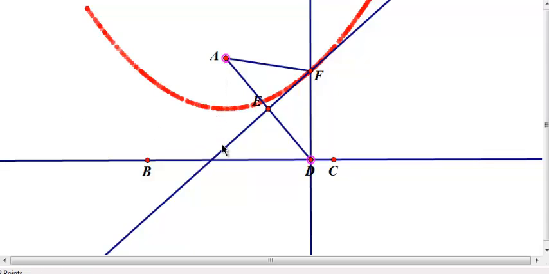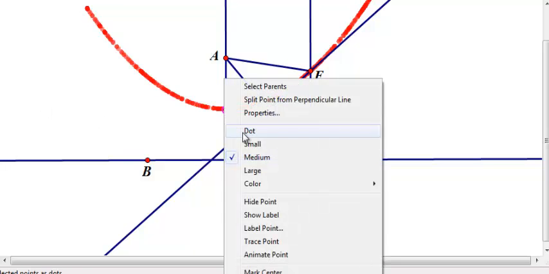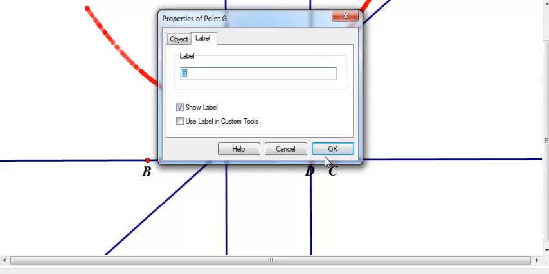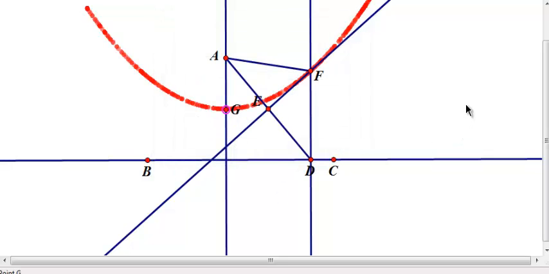Also, if I draw a perpendicular from the point A to the line BC, that is, we construct a perpendicular line from A to BC, the point where this perpendicular from A to BC meets will be called as the vertex of the parabola. We can name it as G. That will be the vertex of the parabola. Hence we have constructed the parabola given A as its focus.